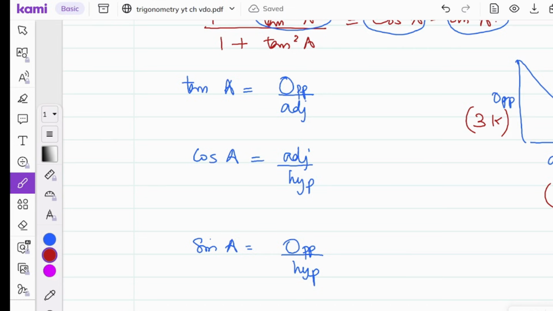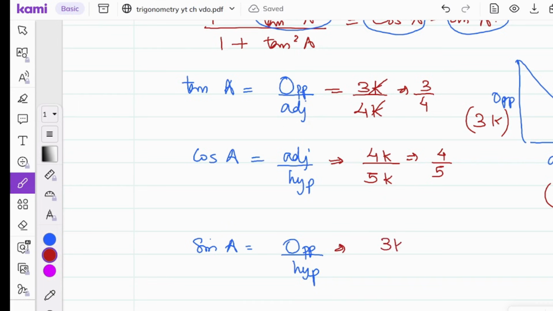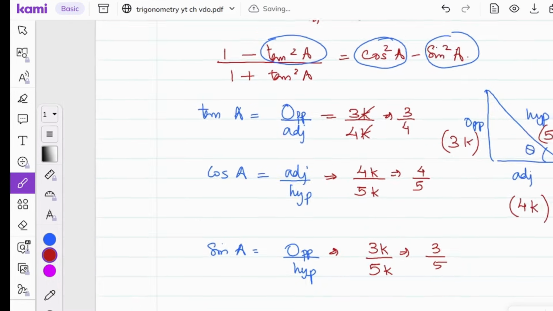So now I can substitute these values here. What is tan A? Tan A equal to opposite by adjacent. Here the opposite is 3k divided by the adjacent. What is the adjacent here? 4k. So this k and k will get cancelled, and I will get 3 by 4. Now, what is adjacent by hypotenuse? Adjacent is 4k divided by 5k, so I will get 4 by 5. And what is opposite by hypotenuse? It is 3k divided by 5k, which is equal to 3 by 5. Now I got the values for tan A, cos A, sin A.